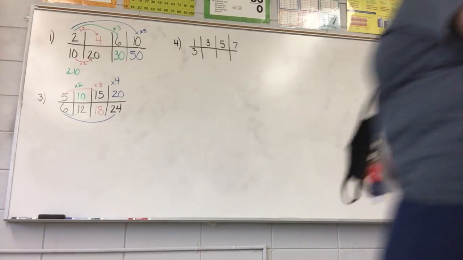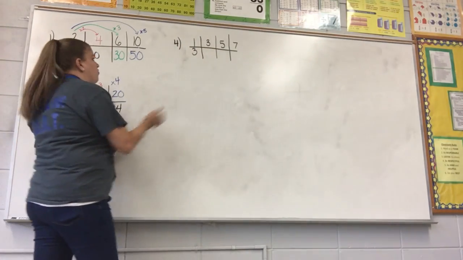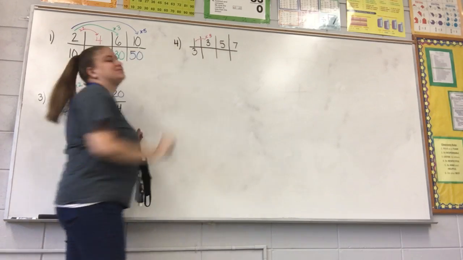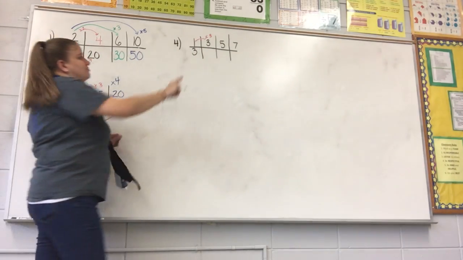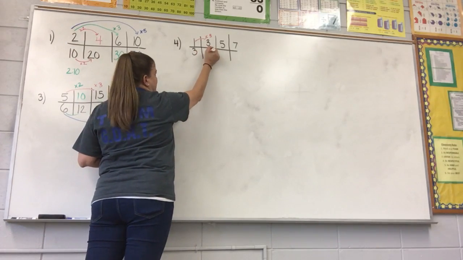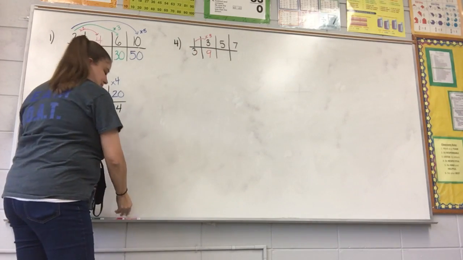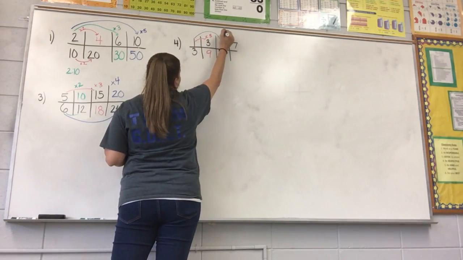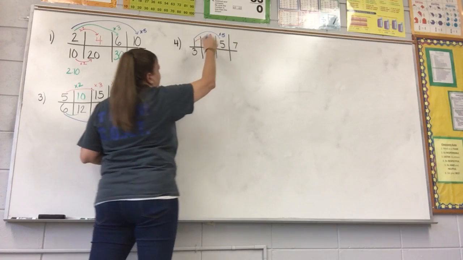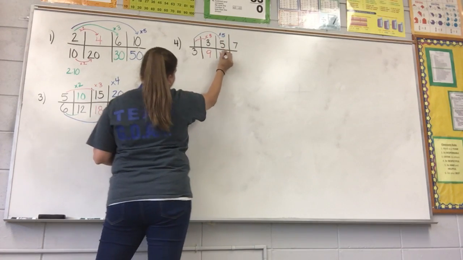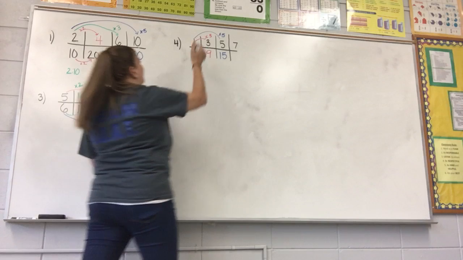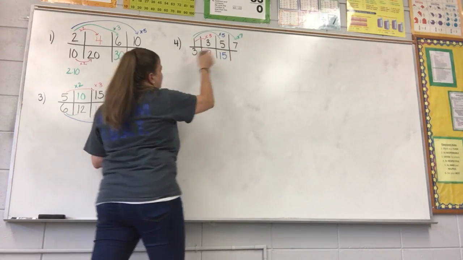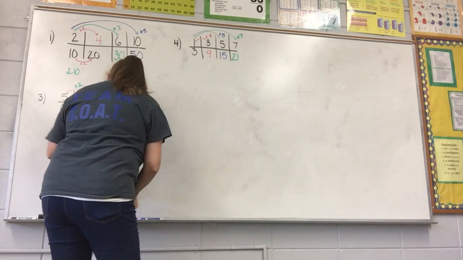1 to 3 is our ratio. What do they do to 1 to get 3? Times 3. 1 times 3 is 3. So what's 3 times 3? 9. Yes. Okay, what do they do to 1 to get 5? Times 5, right? So what's 3 times 5? 15. Yes. And what do they do to 1 to get 7? Times 7. So 3 times 7 is 21. Questions?